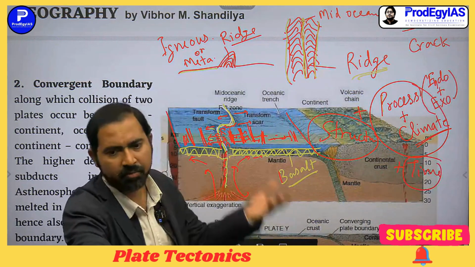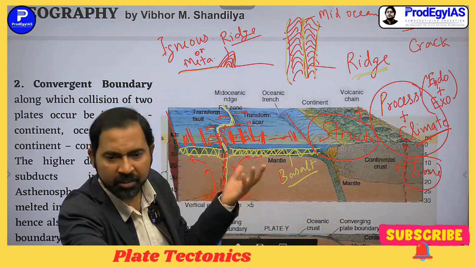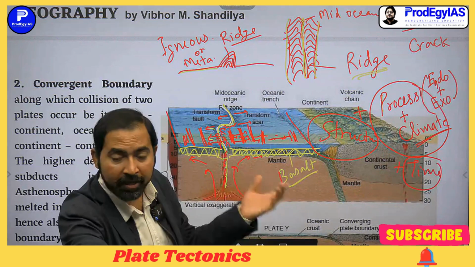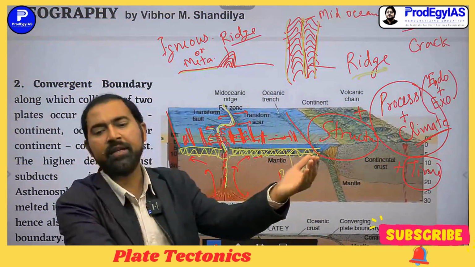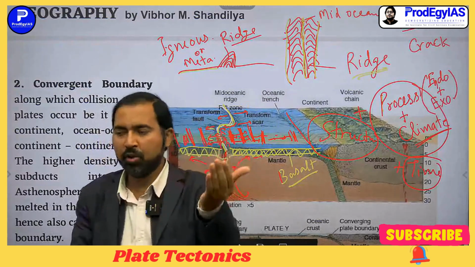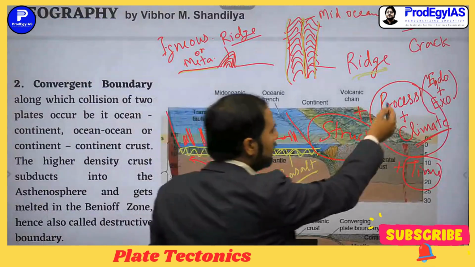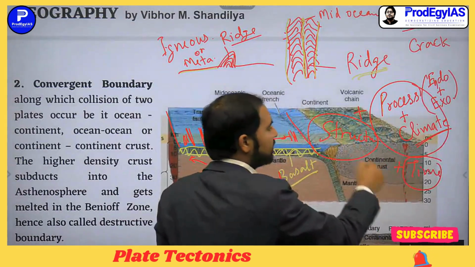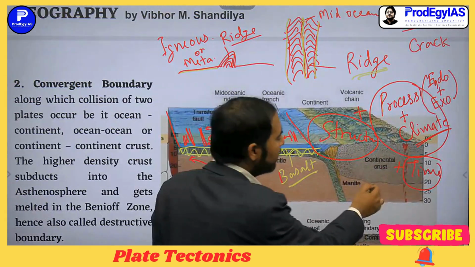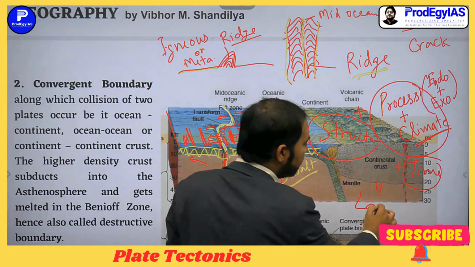Convectional forces are endogenetic. They are coming from within the earth. And climate is an exogenic factor. Climate is not endogenic, it is an exogenic factor, outside the earth's internal structure. So process plus climate plus structure plus time will result in a particular landform.